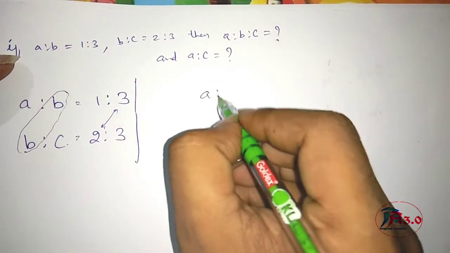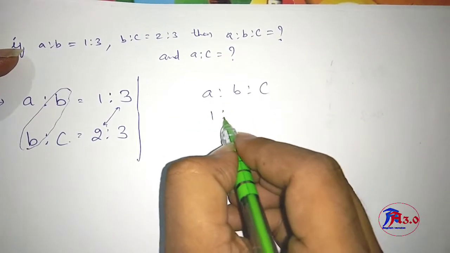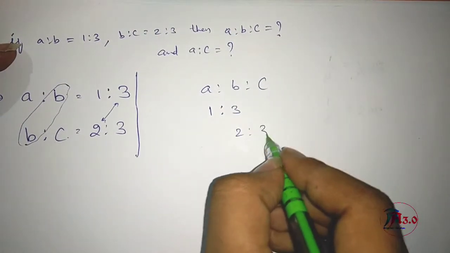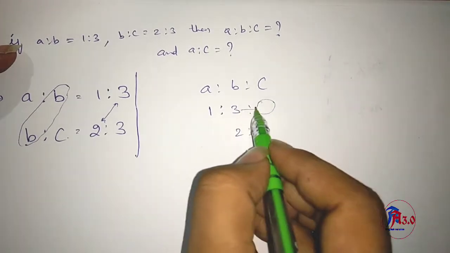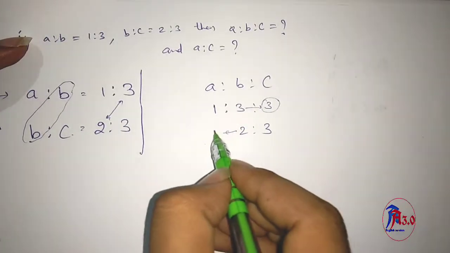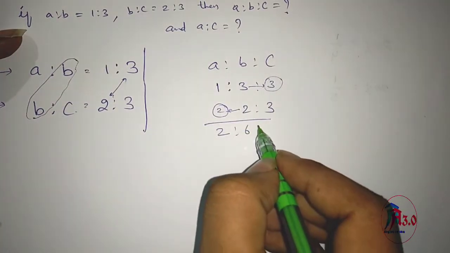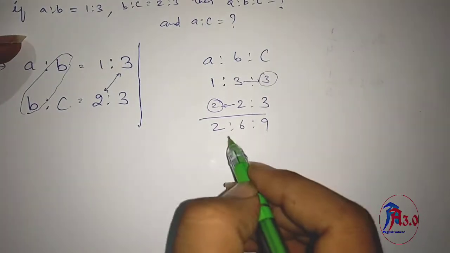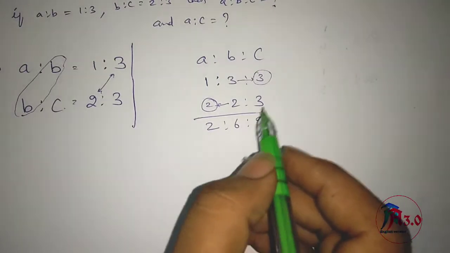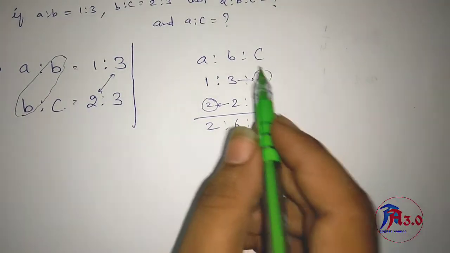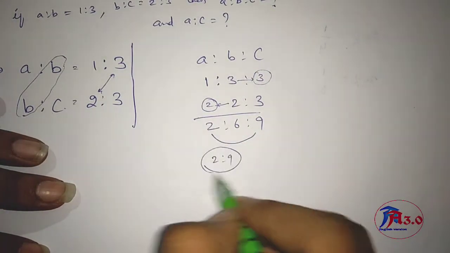There are many methods to make them equal. See, the first method: what do we need? We need A is to B is to C. If we write A is to B as 1 is to 3 and B is to C as 2 is to 3, then there is nothing here. So write 3 here and write 2 here. You will get the values. 2 into 1 is 2 and 3 into 2 is 6 and 3 into 3 is 9. So we got the value of A is to B is to C. So here let us see the value of A is to C. What is the value of A is to C? Which is 2 is to 9, isn't it?